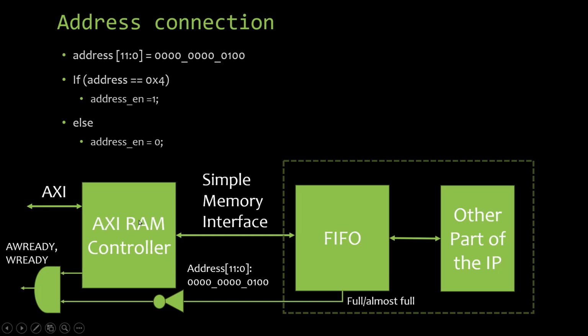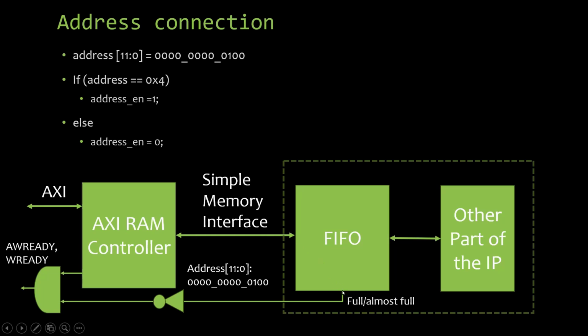But because AXI RAM controller is part of our IP only, the back pressure should come from the blocks from our IP towards the AXI RAM controller, and that back pressure should go to the AXI bus interconnect. But because we are using simple memory interface and there is no provision to create back pressure to the AXI RAM controller, what can we do?